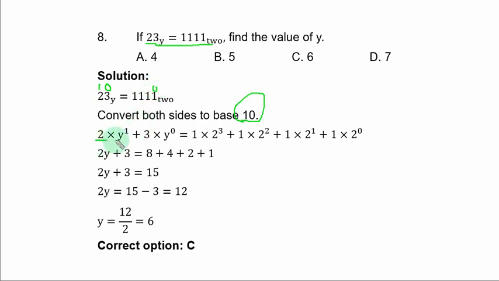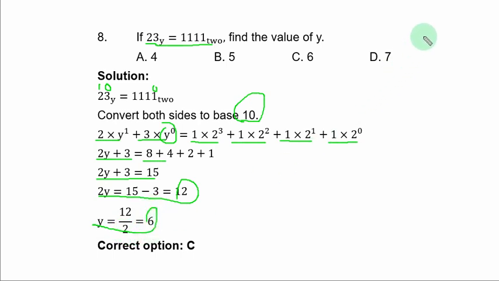So you have 2 times y power 1 plus 3 times y power 0 equal to 1 times 2 power 3 plus 1 times 2 power 2 plus 1 times 2 power 1 plus 1 times 2 power 0. You have 2y plus 3, since y power 0 is 1, so 3 is remaining. Then 8 plus 4 plus 2 plus 1. When you add up, you have 2y plus 3 equal to 15. Collect like terms. 2y is equal to 15 minus 3, and that is 12. Divide both sides by 2. y is equal to 6. C is the correct option.